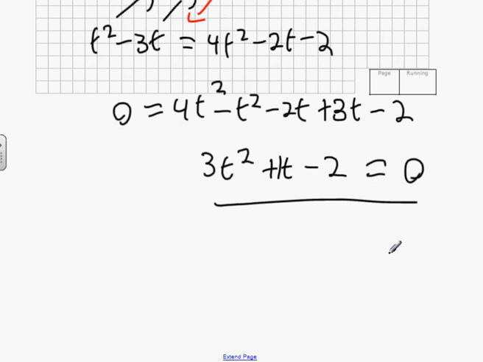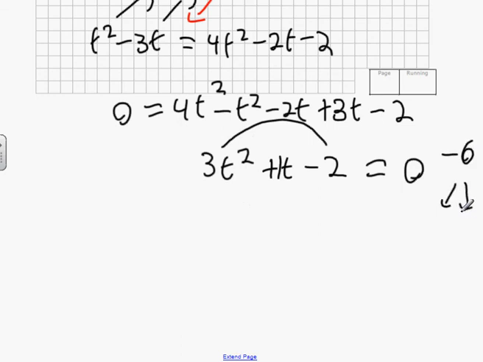Get the reference number. We're going to go for the reference number. 3 times minus 2 is minus 6. We need two numbers that will multiply to give you minus 6, but when you add them, they'll give you plus 1.